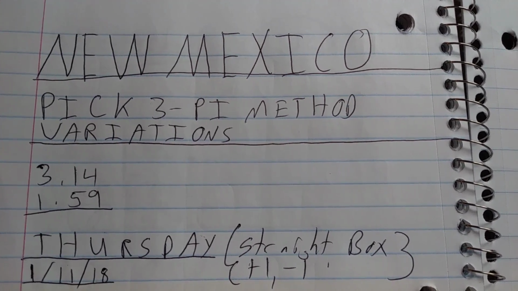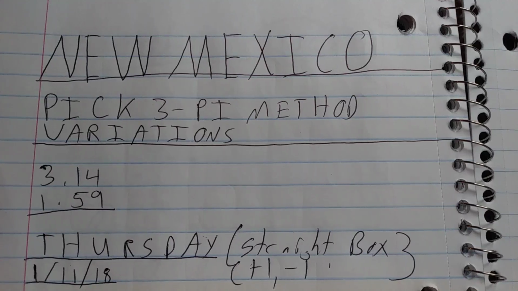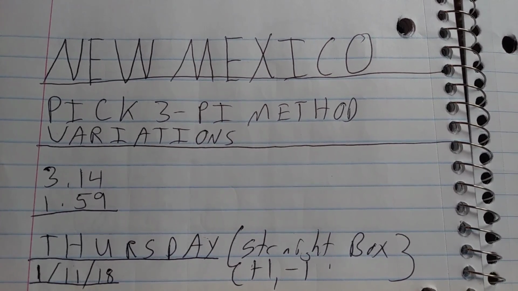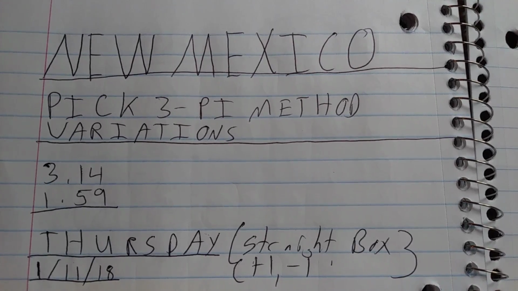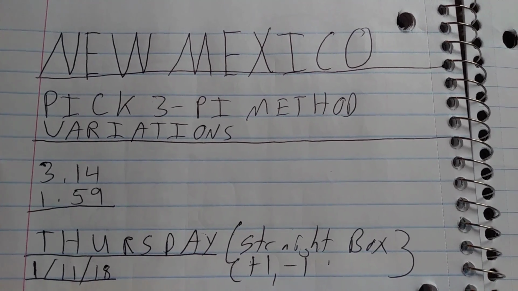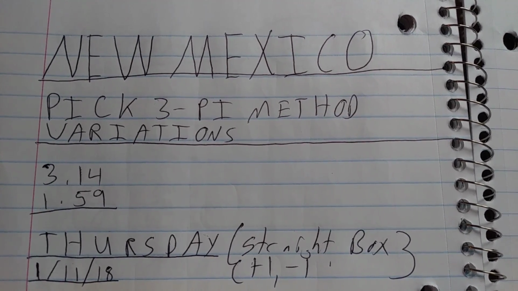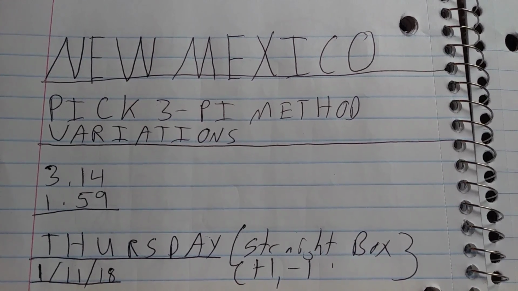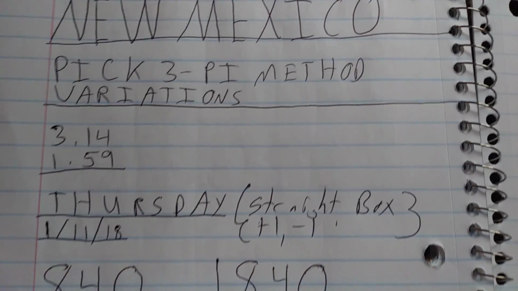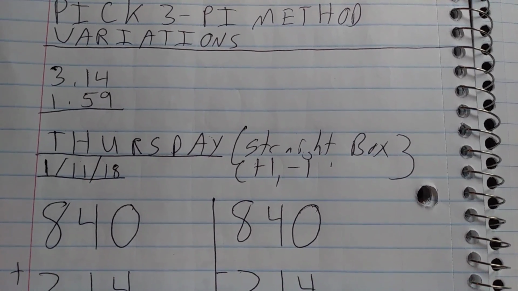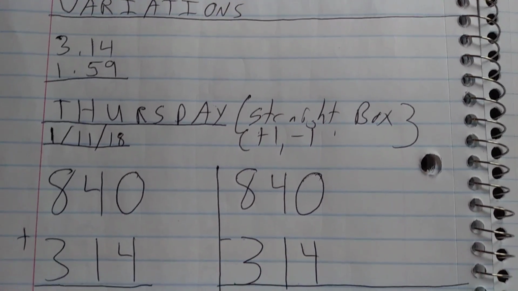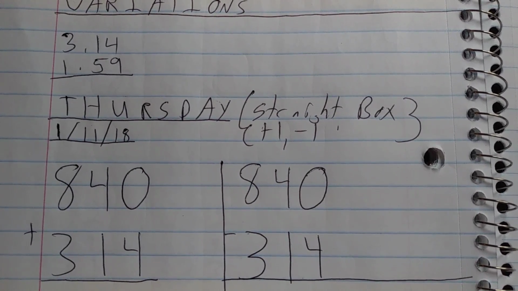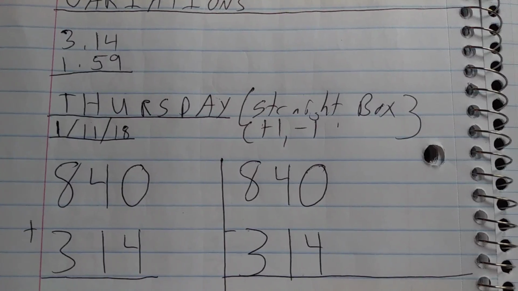So for the Pick 3 Pi method, you're taking the first 6 digits of pi, which are 314 and 159, and then testing that with these adjustments that I'll show you in just a little bit here. No reason really other than I just like to do that sometimes. And then for New Mexico, you guys seem to like Thursdays. Your adjustments are straight, box, and then +1 and -1.